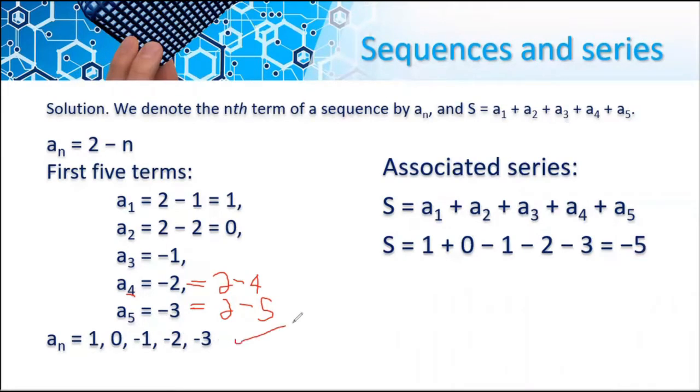So, meron na tayong tinatawag na sequence. Then, pag kinuha natin yung kanyang associated series from first term up to the fifth term, find its total using the adding rule. So we have the series of 1 plus 0 minus 1 minus 2 minus 3. And the result is negative 5. Check.